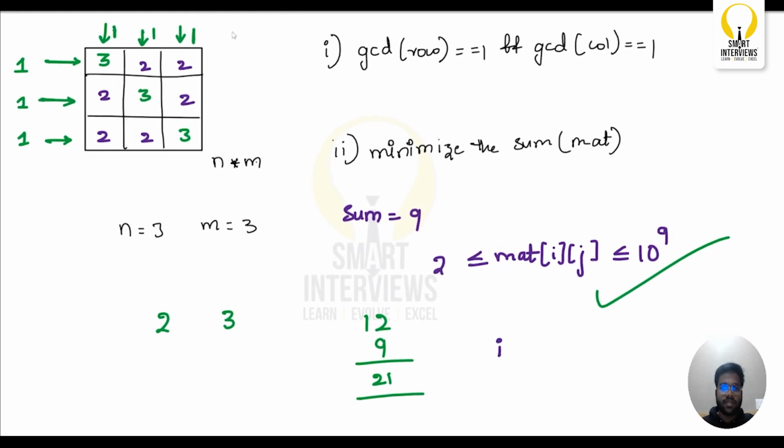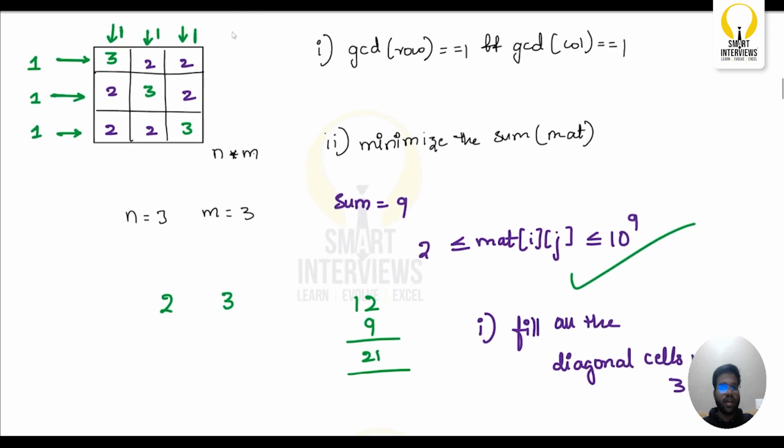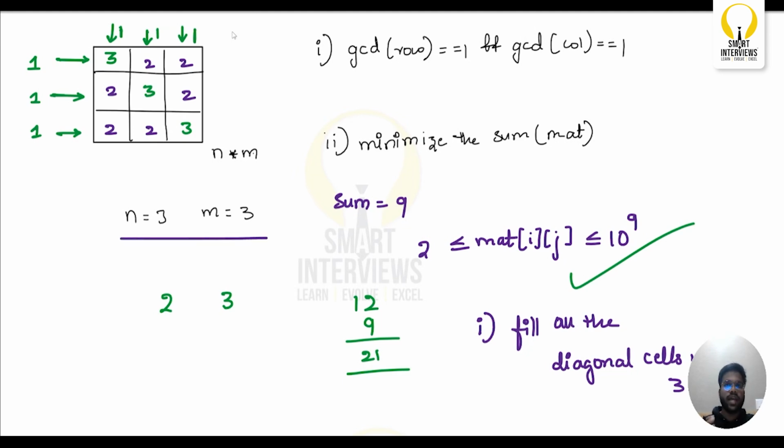The first step is we need to fill all the diagonal cells with 3. Okay, and all other cells will be 2. Now we need to handle one more case, since here we took a square matrix. As we saw in the sample input, there will also be a rectangular matrix as well. That means the value of m will not be 3. This time it will be 4.